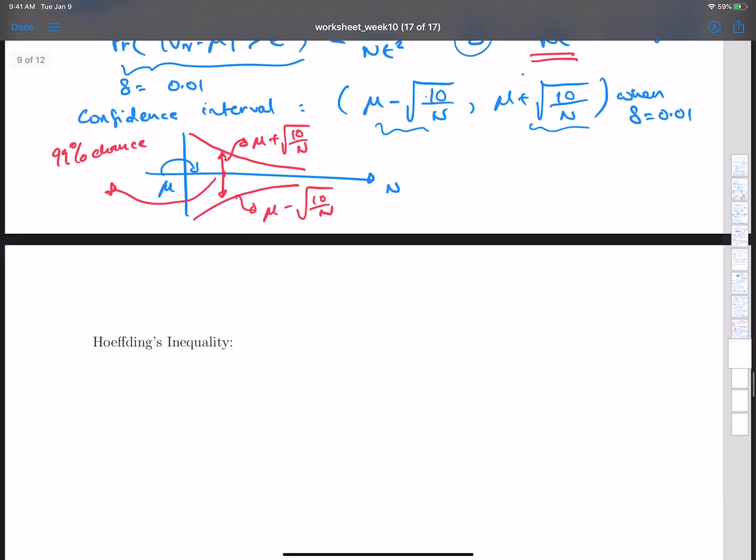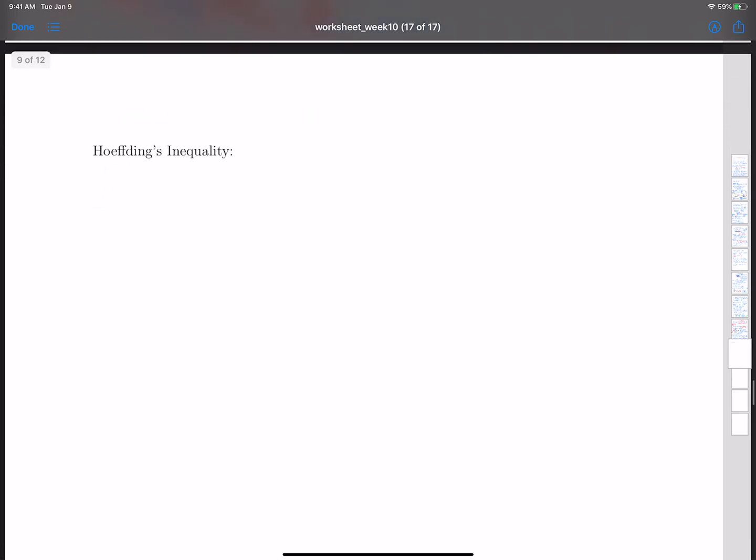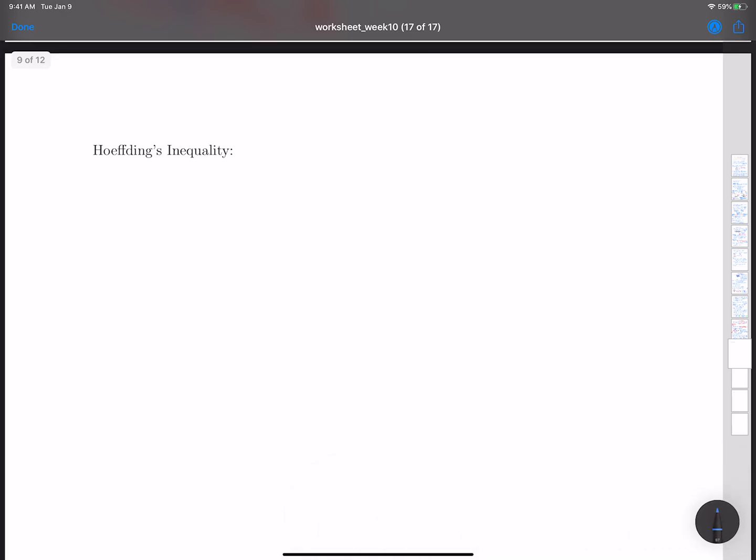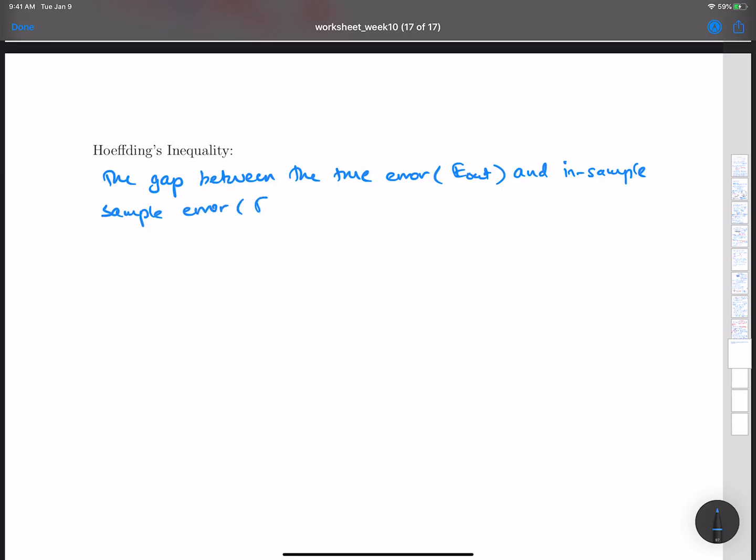For that, we'll be using something called Hoeffding's inequality. So the question is, again, the gap between the true error, which is E out, and the in-sample error, which is E in.